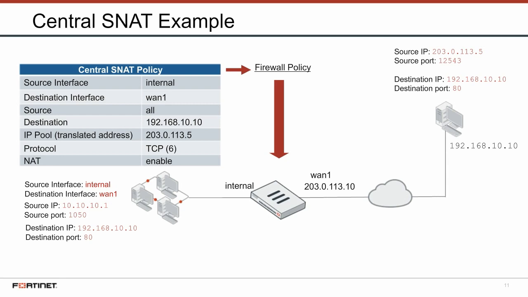What if the user tries to send any ICMP or UDP-based traffic to 192.168.10.10? Will the source address be translated to the IP pool defined in the Central NAT policy? As the Central SNAT policy does not match, FortiGate will automatically drop the traffic. What if the user tries TCP-based traffic to another destination IP address, 192.168.10.20? Will the source address be translated to the IP pool defined in the Central SNAT policy? Again, the destination IP address of 192.168.10.20 does not match the Central NAT policy, so FortiGate will drop the traffic.